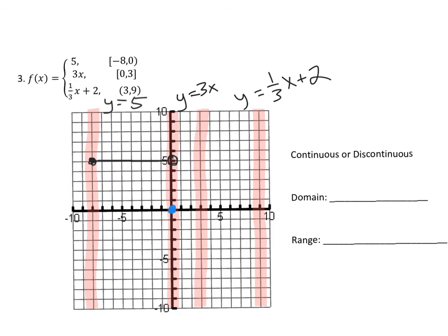And we go up 3 over 1. 1, 2, 3, 1. 1, 2, 3, 1. Now at 3, it looks like it has another bracket, so we'll go ahead and fill that circle in. So that right there is going to be the second function.